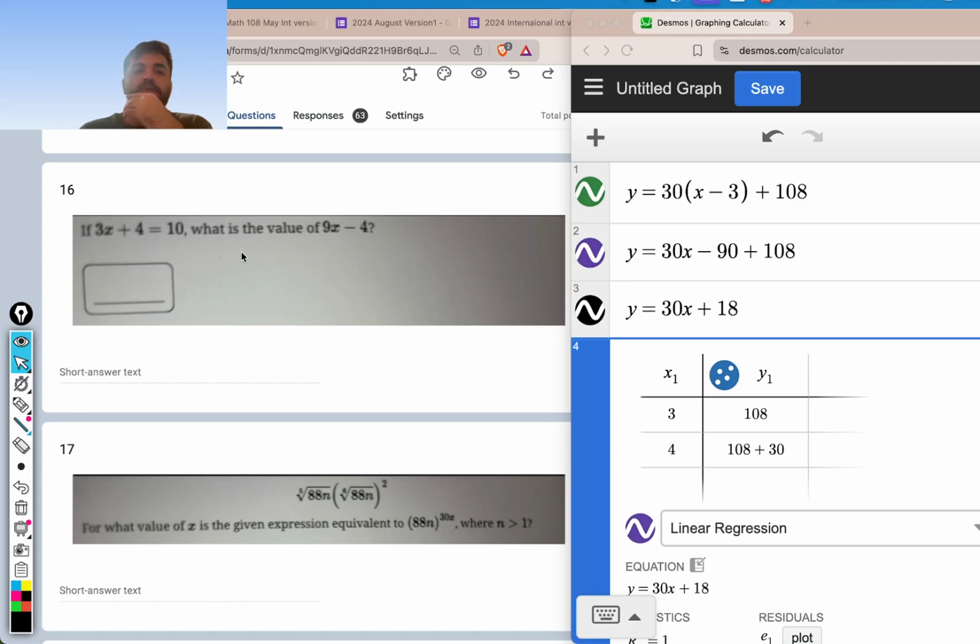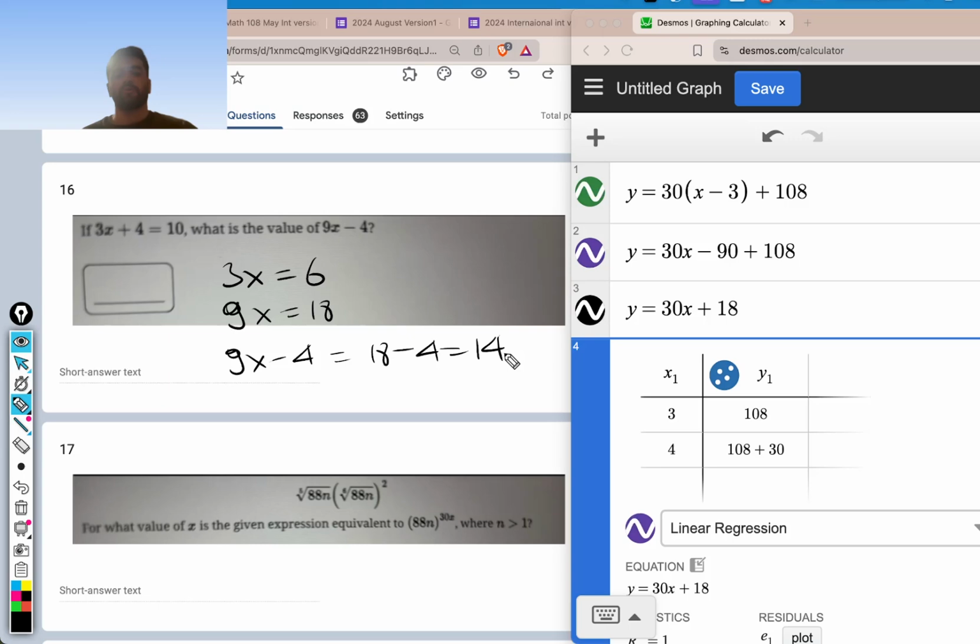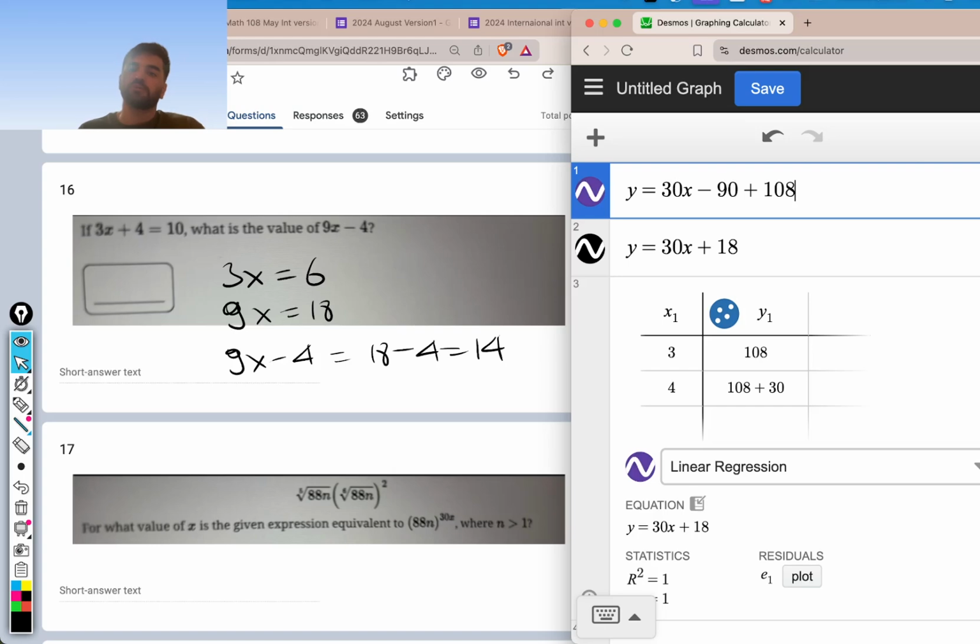Okay. 3x plus 4 is equal to 10. From here we can find 3x, which is equal to 6. And 3x multiplied by 3 will be 18. And minus 4 will be equal to 14. Or if you think you can make a miscalculation here, you can write it with decimals.